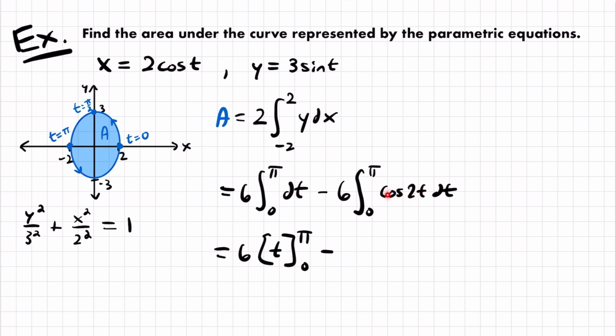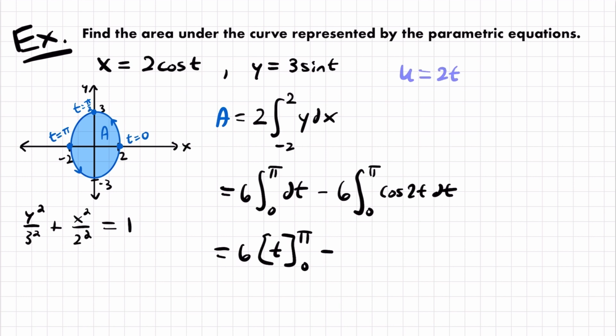Right? If we had cosine of just t, then we could just integrate it into the sine function. But in this case, we have cosine of 2t, so we need to use u substitution. We need to set u equal to that inside function of 2t. So if we do that, u will be equal to 2t.